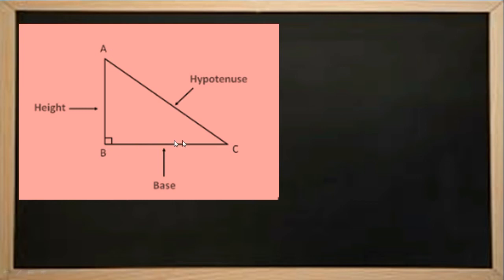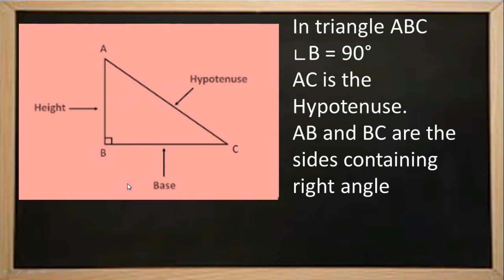BC can be the base and AB can be the height, or it can be vice versa also. That means if AB is height, then BC will be the base. If AB is base, then BC will be the height. So in the right angle triangle, it is very important to notice at which point a right angle has been formed. So if it is B, then its opposite side is called the hypotenuse and the remaining two sides are called the height and the base.